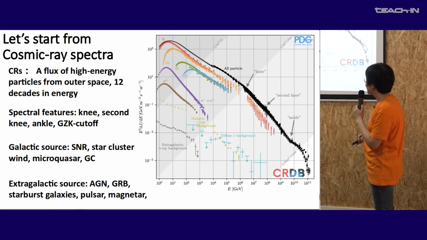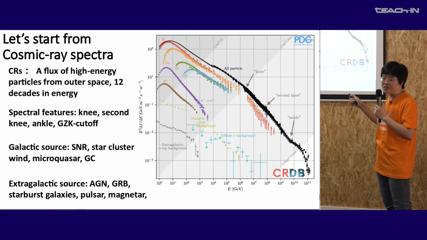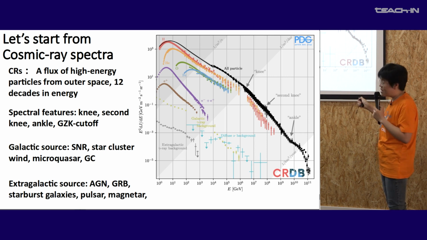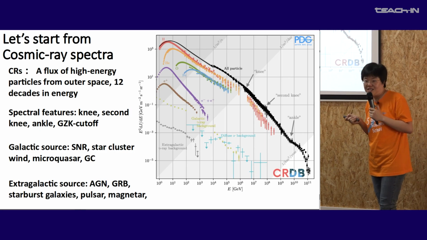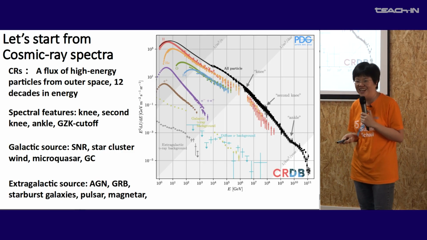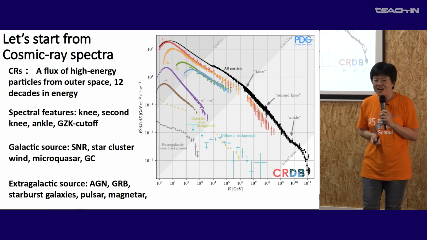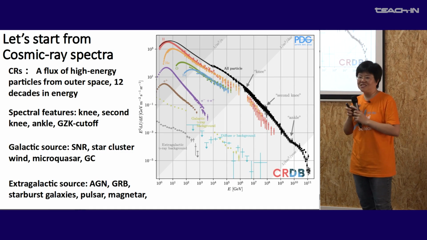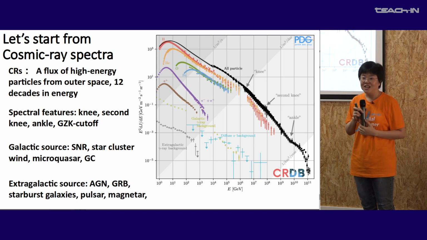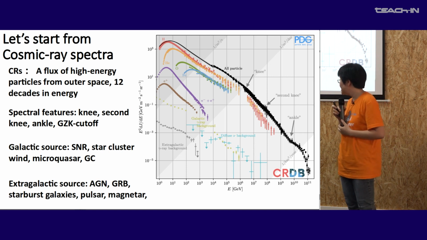And what else? Okay, if we agree below the knee, those cosmic rays are from our galaxy. And from here to here, there is a transition. And after that, they are from actual extragalactic sources. Then how should we perform the study of them? Okay, then let's do it one by one. It's not that difficult. For the galactic source, there are just a few options. Or from our understanding, there are only limited selections, right? Like supernova remnant, star cluster wind, microquasars, and galactic center.